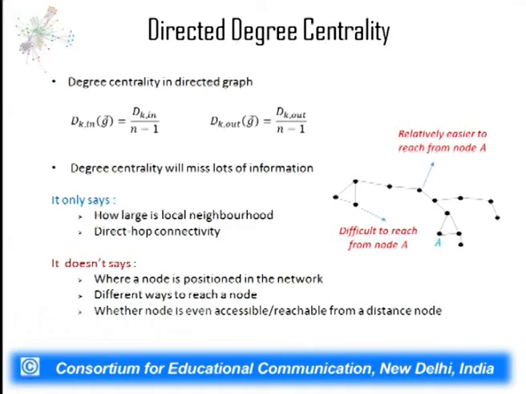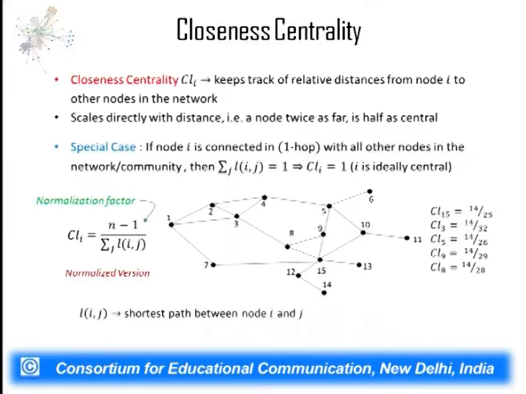So to understand more about accessibility and reachability, we move on to closeness centrality. Closeness centrality, denoted by C_i, keeps track of the relative distances from a node i to the other nodes in the network. So again, this is one more centrality, and whatever value it gives will also not lie between 0 and 1. So to scale it down to 0 and 1, we need a normalization parameter here.